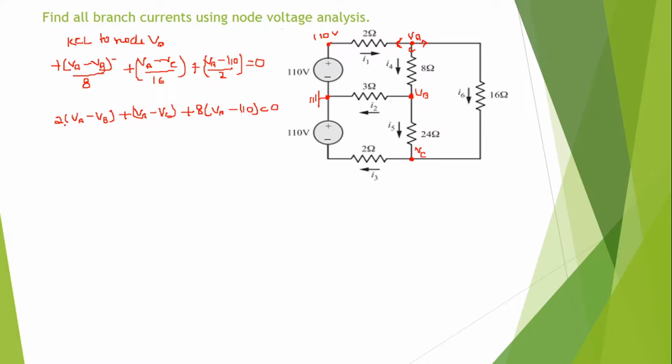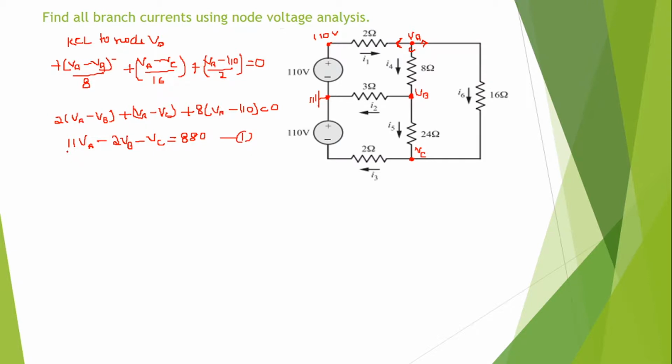So, what is the equation? 2VA plus VA plus 8VA. So, total 11VA minus 2VB minus VC. So, this is minus 880, taking to the other side, equal to 880. So, this is equation 1, by applying KCL to node VA.